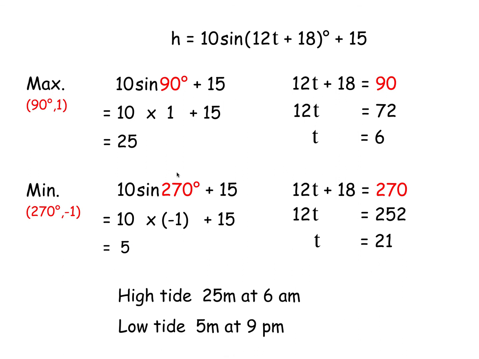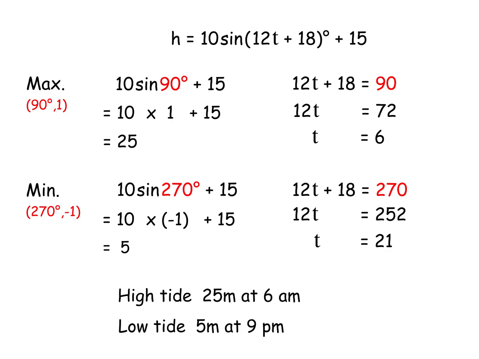Now, no matter how complicated that function looks, you're just making the brackets 90, making the brackets 270, plugging it in and figuring out what t has to be in that case. And it's because it's sin and it's these two red coordinates there that you're transforming.